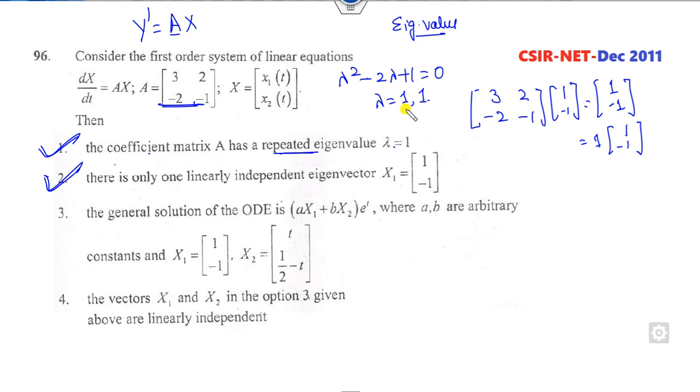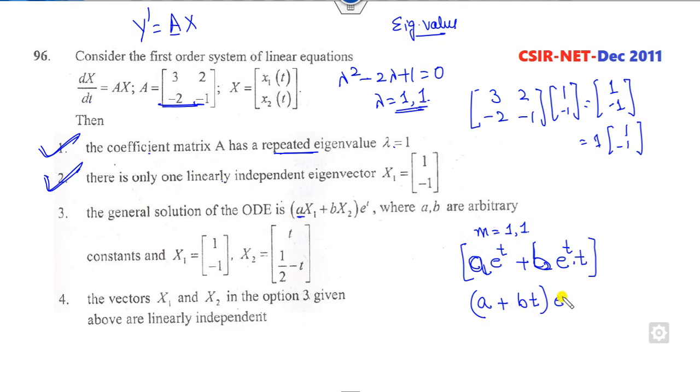Now the general solution of this. It has two eigenvalues, 1 and 1. So how can I write that as a function of t? When you have two equal roots, the corresponding solution will be C1 e raised to power t, plus C2 e raised to power t times t. If you compare them, that constant is A, this is B. So you can take A plus B t, with e raised to power t as common.